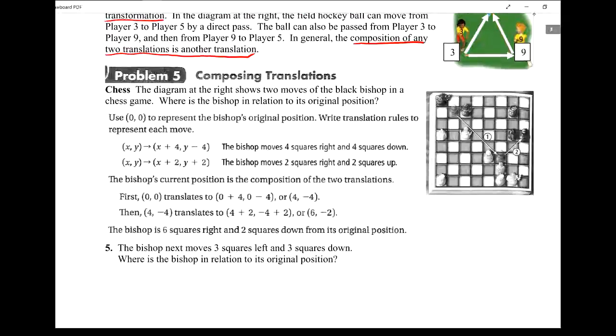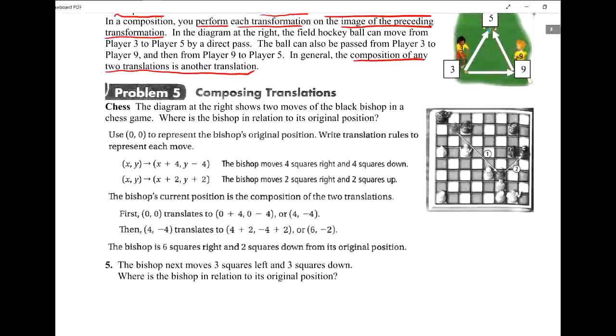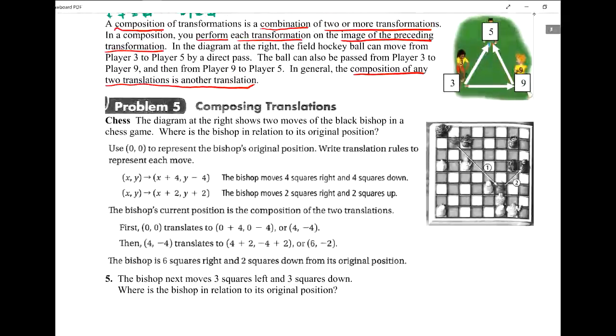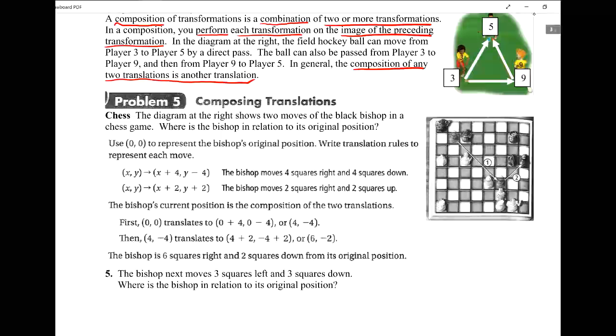All right. That's all the space we have. We'll call it there. In chess, the diagram at the right shows 2 moves of black bishop in a chess game. Where is the bishop in relation to its original position? So if we use 0, 0 to represent the bishop's original position, write translation rules to represent each move.